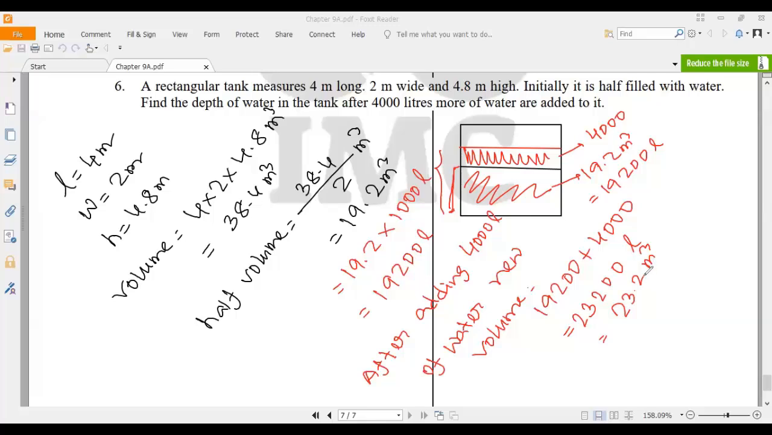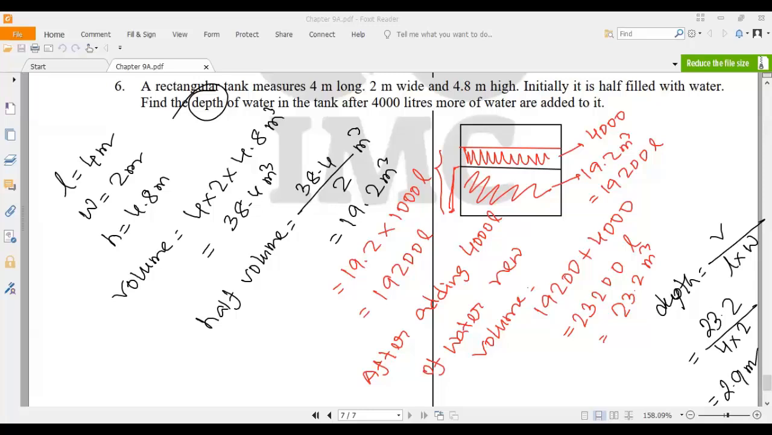Okay, now the final answer says find the depth of the water. So what will be the depth? So depth will be, we know that volume divided by length multiplied by width. So what is the new volume? New volume is 23.2. What is the length? Length already given, that is 4 multiplied by 2. So after dividing, we'll get 2.9 meter. Okay, that is the answer of question number 6.